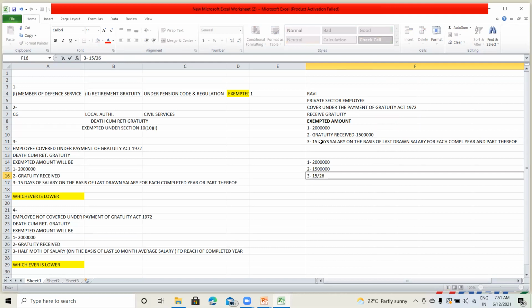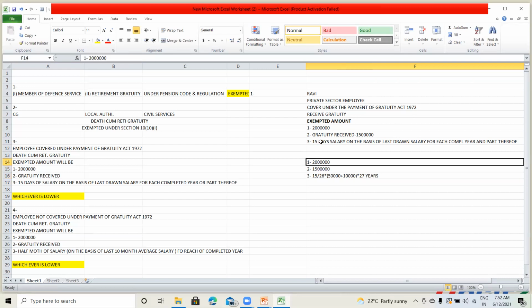15 divided by 26, because for this purpose we take a month of 26 days as per the provision, into last drawn salary, which is 50,000 basic plus 10,000 DA, into 26 years completed plus 8 months, which is more than 6 months, so 27 years.